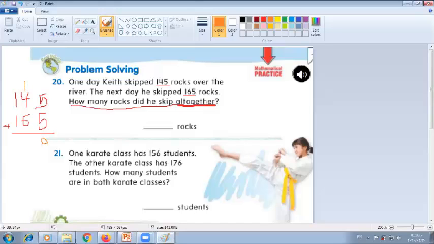1 plus 4 equal 5. 5 plus 6, good job, 11. That means I put the 10 with the tens and I put the 100 I have with the hundreds. 1 plus 1 equal 2. 2 and 1 equal 3. So the sum I have is 310. So how many rocks did he skip all together? 310. Good job.